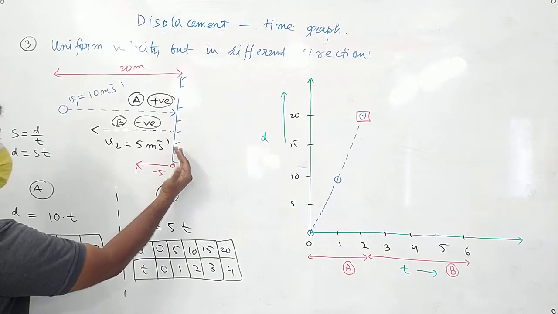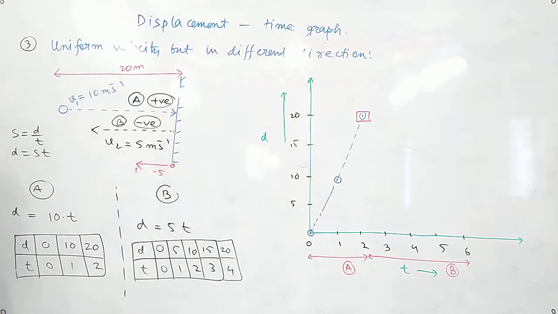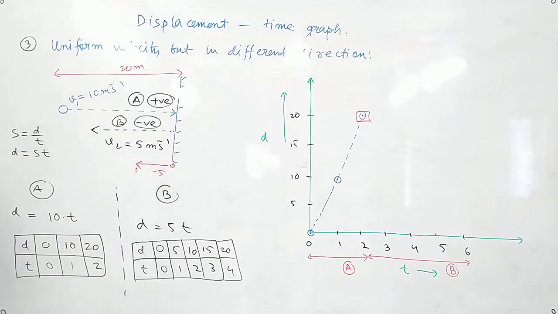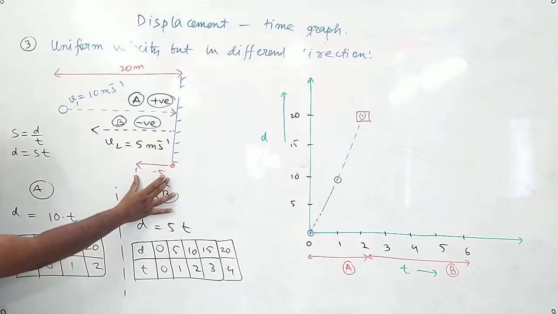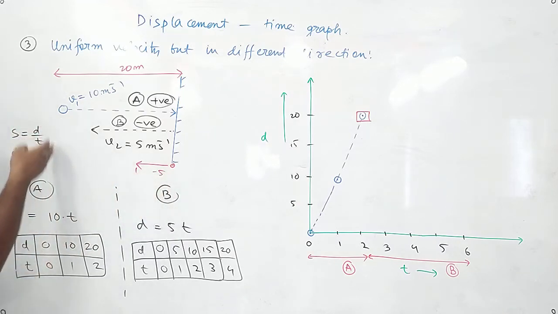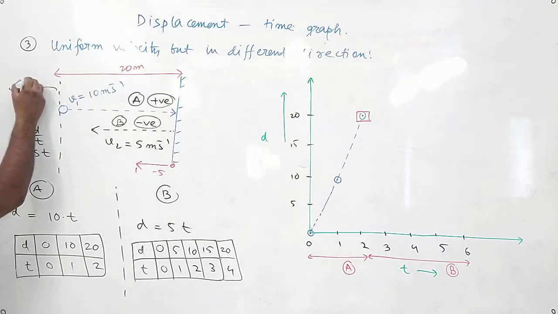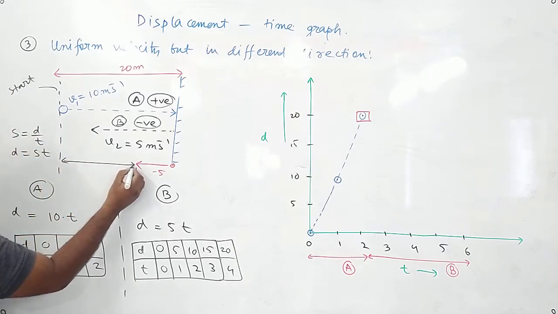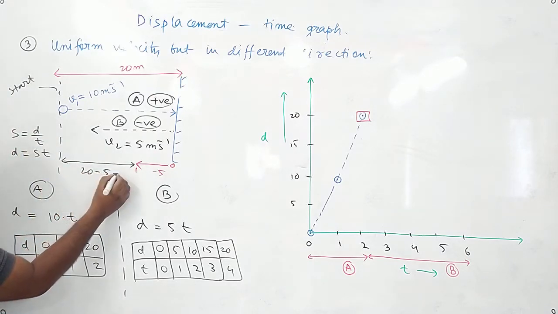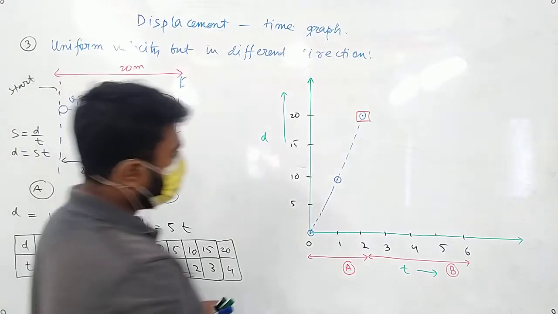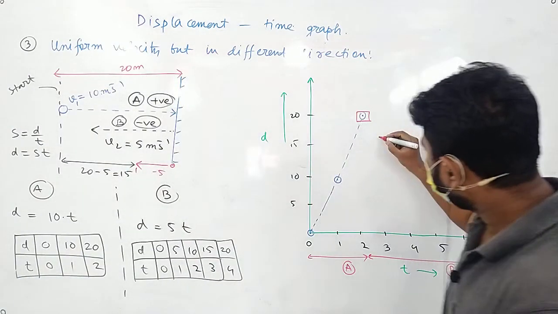His journey is starting from the wall. If he is moving in this direction, how much has he moved? 5. So what is his total distance from the start? 15. Is that clear? If we take this as the start line, then his displacement from the start line is 20 minus 5, that is 15. Is the idea clear? Because the total distance is 20. Done? Okay. So at 3, he is at 15.